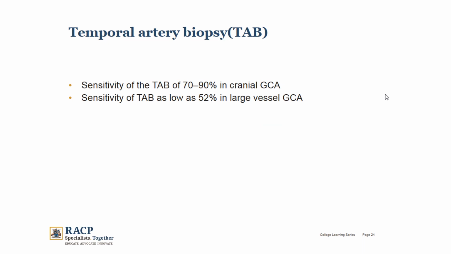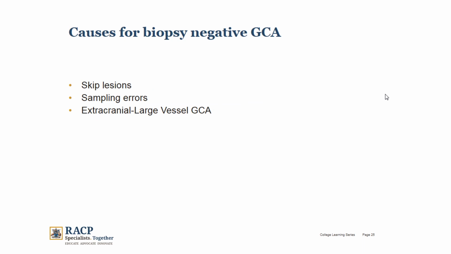Temporal artery biopsy is the gold standard, and the sensitivity of the temporal artery biopsy is about 70 to 90% in patients with cranial giant cell arteritis. This can be as low as 52%, however, in patients with predominantly large vessel giant cell arteritis. The temporal artery biopsy can be negative, particularly because of skip lesions or sampling errors, or in patients who have predominantly extracranial large vessel giant cell arteritis.